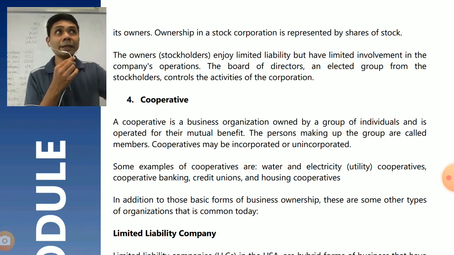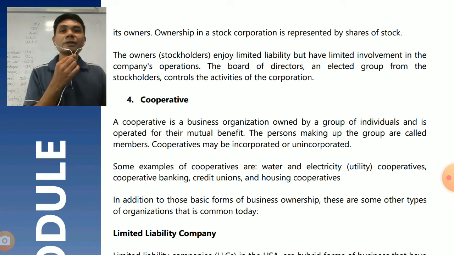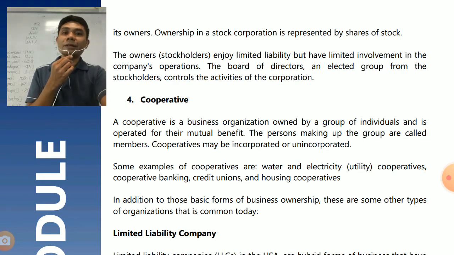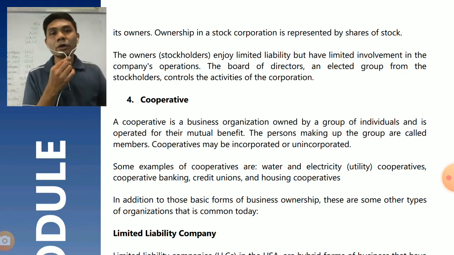Wala ta nagbaligya og electric para sa laing tawo, but we put up the electric cooperative so that we will have the electric consumption for ourselves. Dili para sa uban kundi para sa atoa. Mao siya para sa mga miyembro sa kooperatiba.